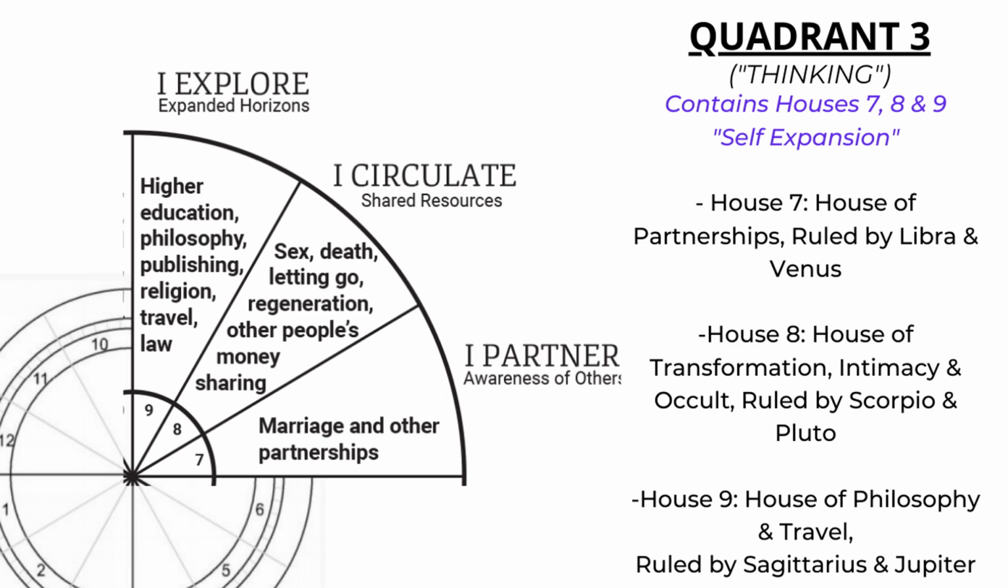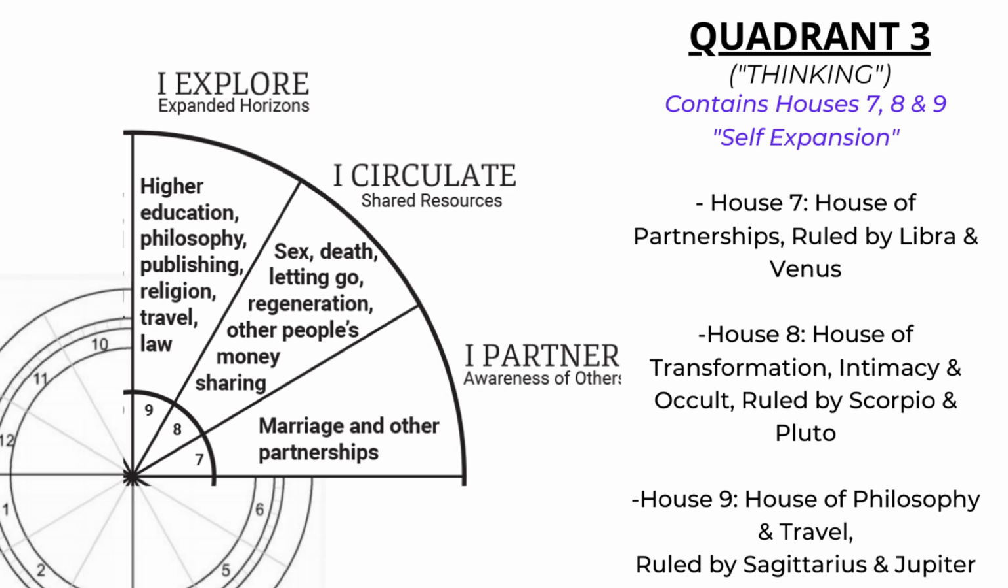Sagittarius and Jupiter. Unlike the personal houses 1 through 6, we have now moved into the territory of the collective houses, houses 7 through 12. This means that quadrant 3 individuals have more of an emphasis on their identity in the world and society versus being more focused on their home life and themselves.